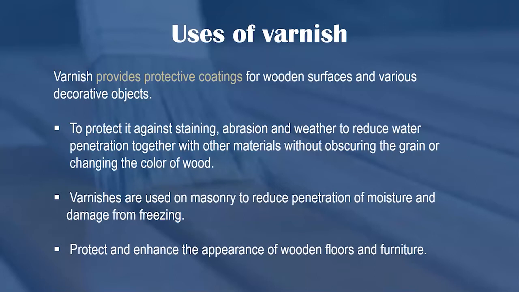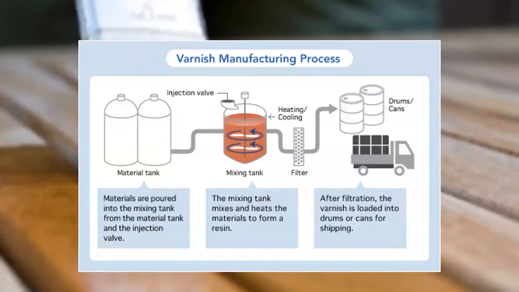So let's talk about the varnish manufacturing process. First, materials are poured into the mixing tank from the material tank and the injection valve. Basically, the materials used are raw materials such as resin, solvent, and dryer, which will be further explained by the next presenter. And then we heat the mixing material to make it homogeneous. After that, we cool the mixture and filter it before the varnish is loaded into drums or cans for shipping.